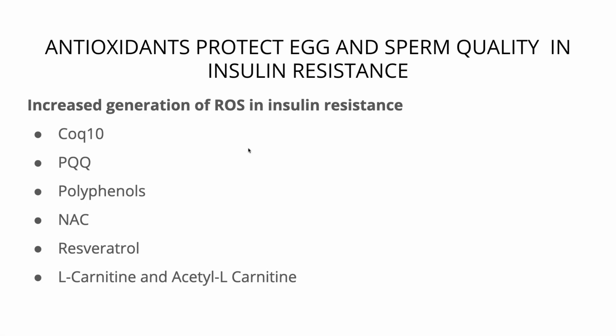The other consideration when it comes to supplements are antioxidants. As we spoke about, in insulin resistance, it's great to work on it with diet, and of course exercise is very important as well. But when it comes to the reactive oxygen species, it's very important to protect the oocytes and the sperm because they are so susceptible to that. And the mitochondria are very susceptible.